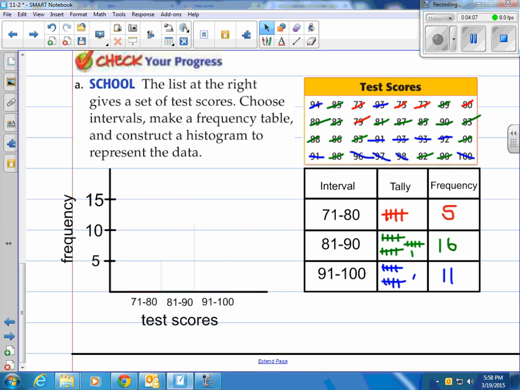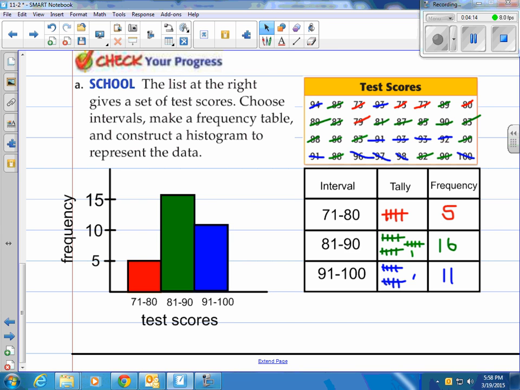Let's do that red one first. Let's go up to 5. And then the second one goes up to 16. And then the third one goes up to 11. Notice they're all connected. And that is a histogram.